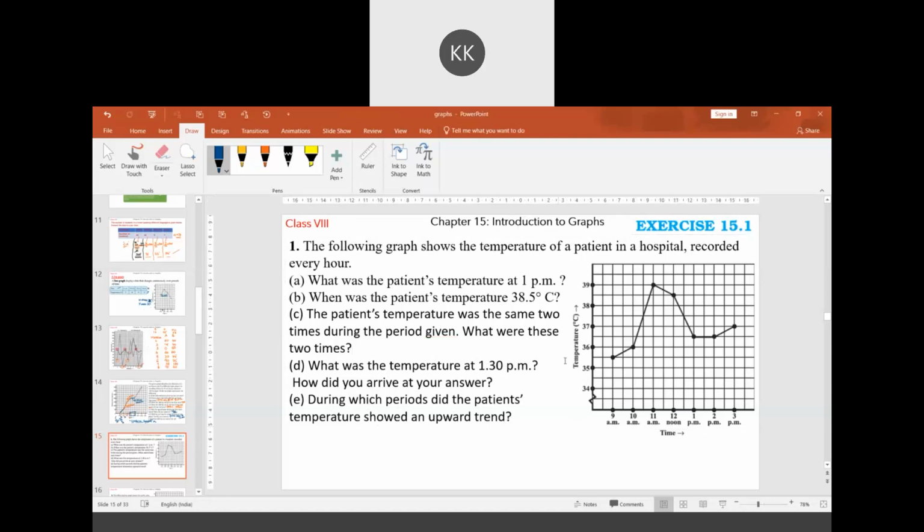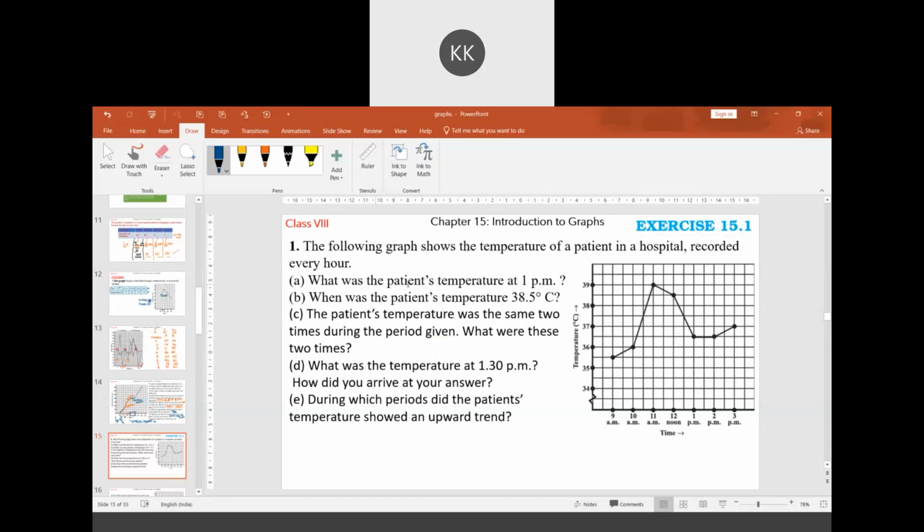It's very clear from the graph that the temperature is varying every hour, but at some place it remains the same, from 1 to 2 p.m. Let's discuss the answer now.